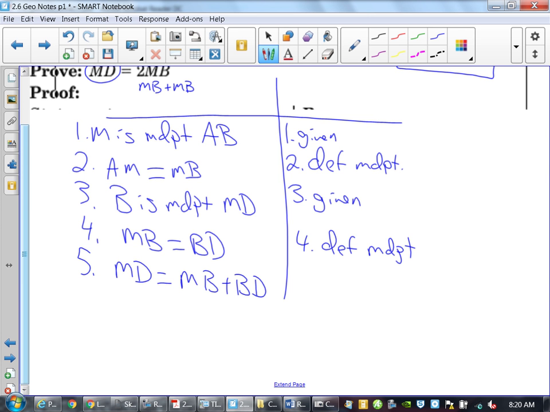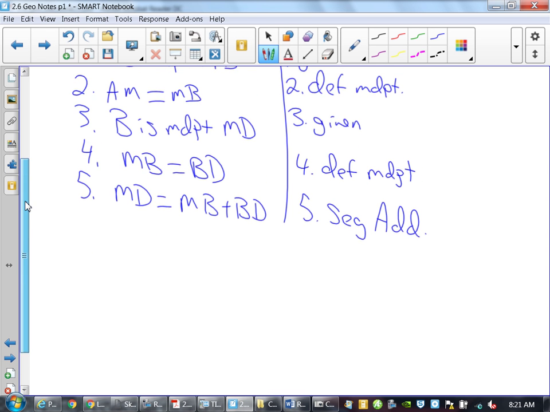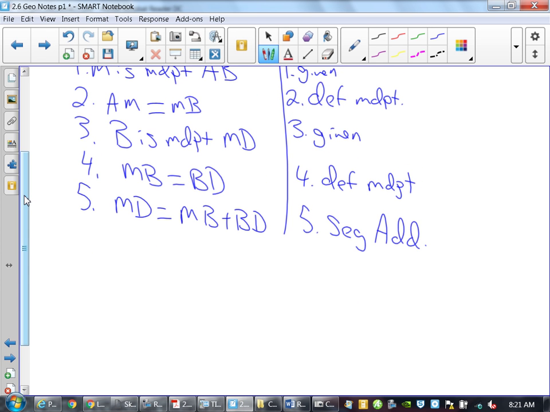And what's the reason again? Larger segment made up of 2 smaller? Segment addition. Okay? I won't get too far ahead of myself here. Remember what it wants you to finish out with. It wants you to finish out that MD is made up of 2 MBs.